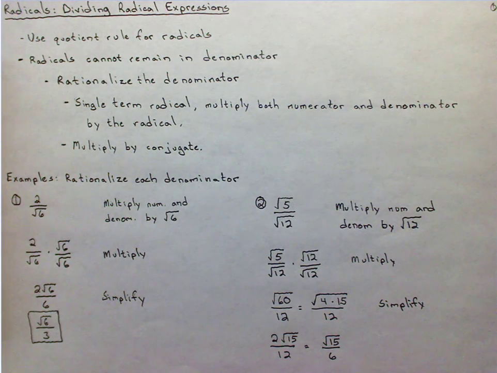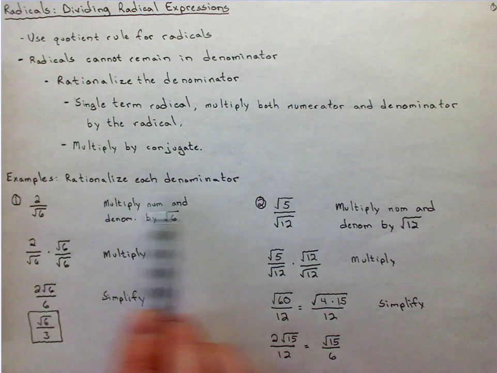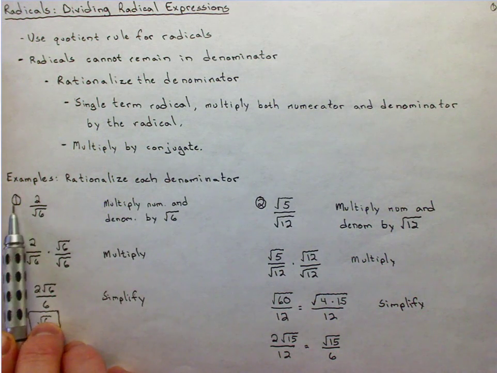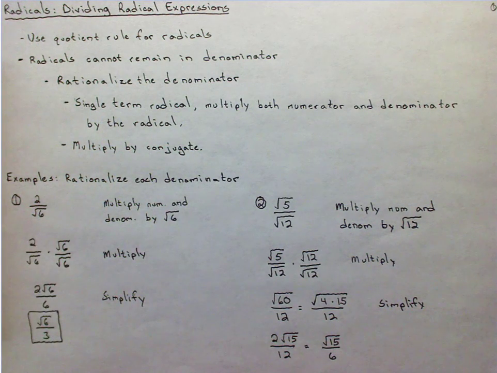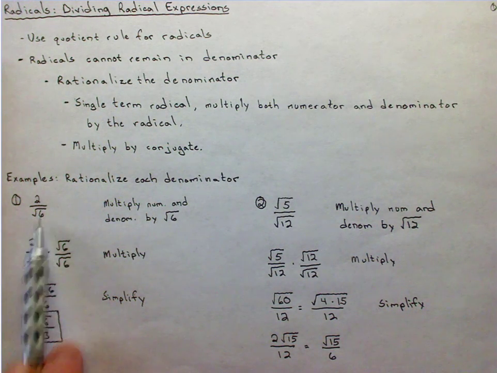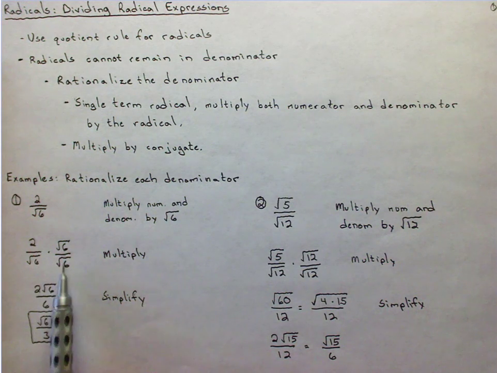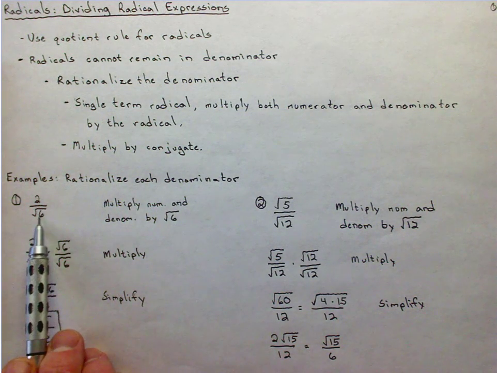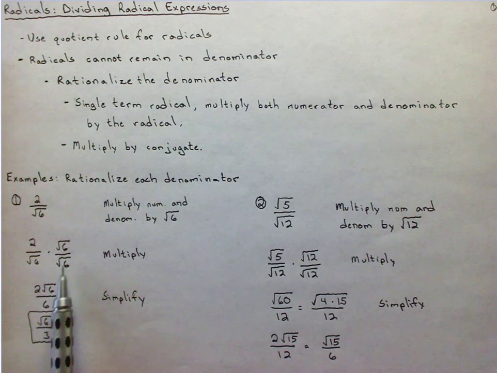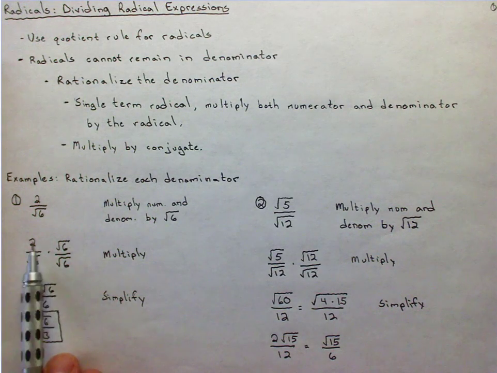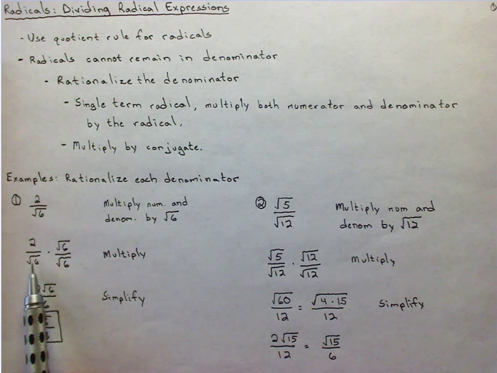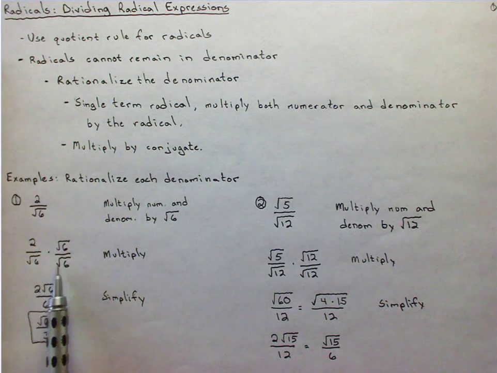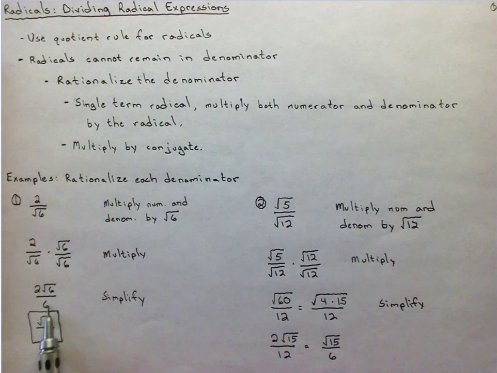So, for example, it says rationalize each denominator. Number 1, we have 2 divided by the square root of 6. To rationalize this denominator, I'm going to multiply both denominator and numerator by what the radical is, the square root of 6. The reason I do this, multiplying by the same thing, is the square root of 6 times the square root of 6 is 6.